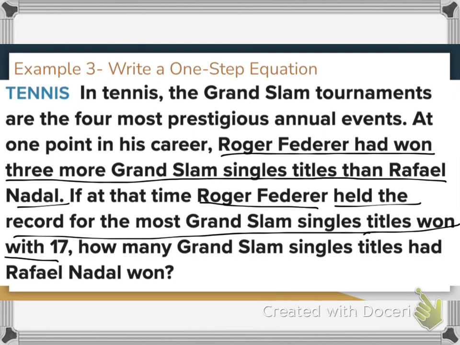Yeah, I'm trying to figure out how many Grand Slam singles titles Rafael Nadal won. We know Roger Federer had 17, and he won 3 more than Rafael Nadal. So how could I come up with an equation with all that information here? 17 minus T for T titles equals... hold on. 14. You're close. You guys are close.